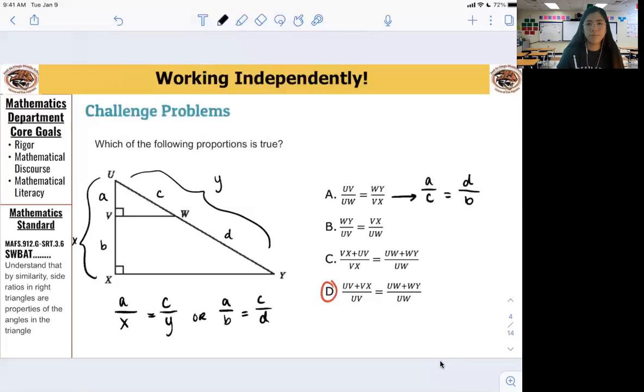Wouldn't it have to be like A over B is equal to C over D? Yeah, they flipped them all over the place. It looks like they were going for this proportion, but they did it all out of order, so that wouldn't really work. That's just straight up wrong. B, what did they do here?